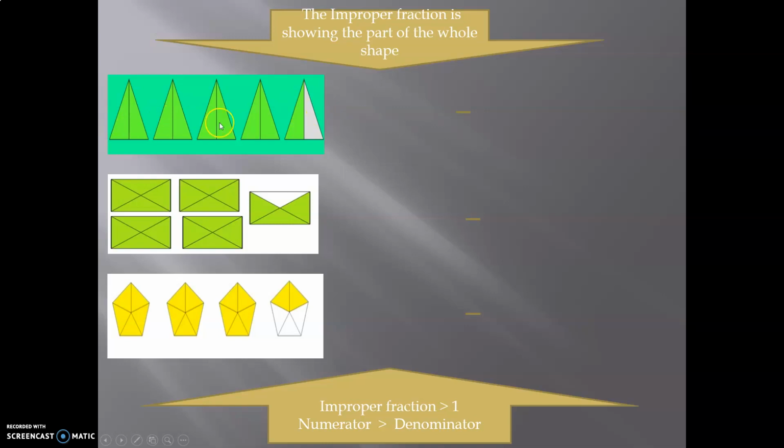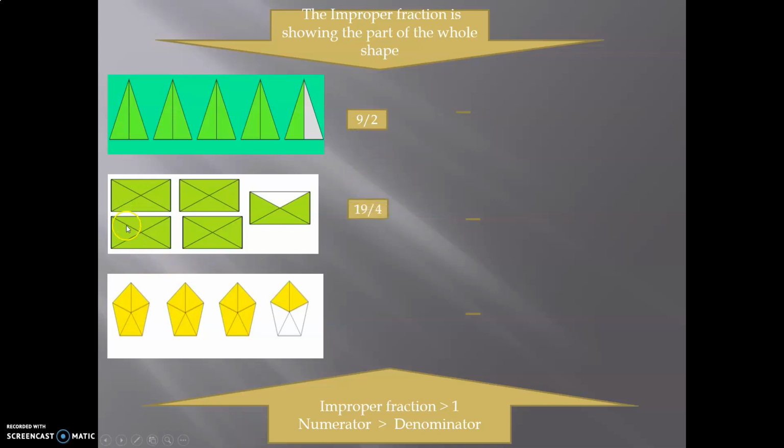Now, if I want to write a fraction for this picture, I understand that the denominator will be 2, but the numerator means the parts that have been colored. So 1, 2, 3, 4, 5, 6, 7, 8, 9. 9 parts are green. So if I want to write a fraction, it is 9 out of 2. Very good.